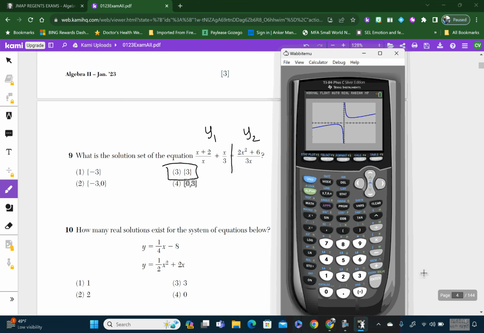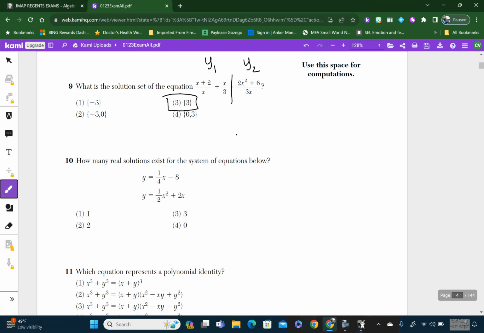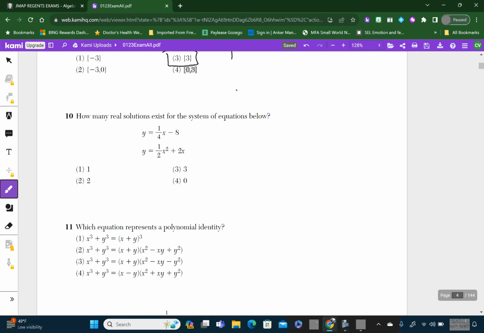Question number 2 is also very similar, right? Plug the first one in under y1, the second one in under y2. So you can see here the graph crosses at 3, okay? So like I was saying about number 10, I'm sorry, I was getting a little ahead of myself. But question number 10, how many real solutions exist?